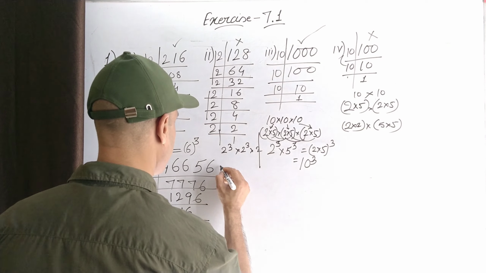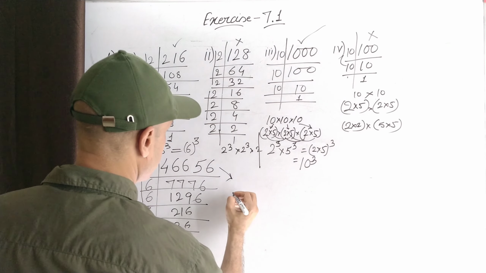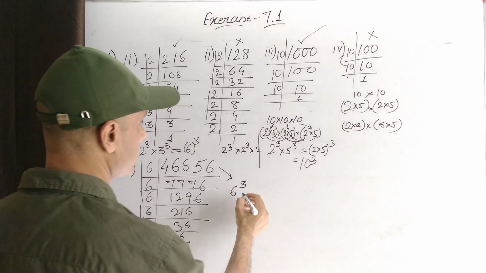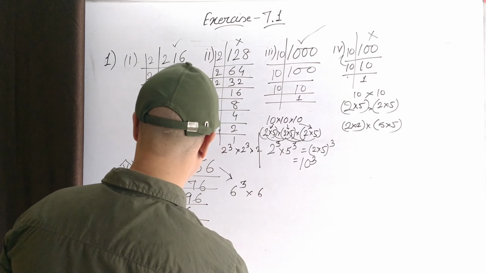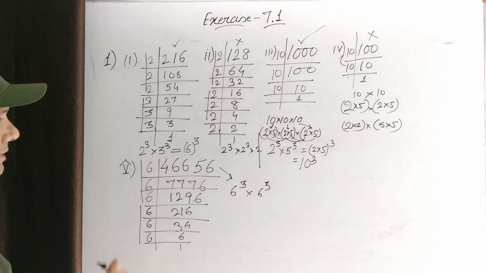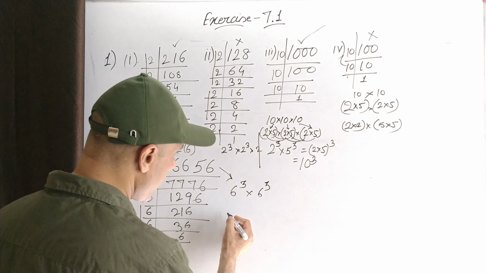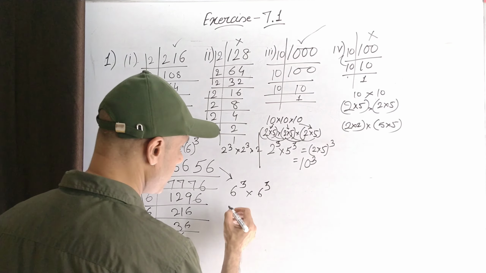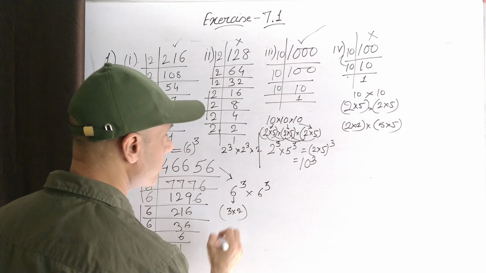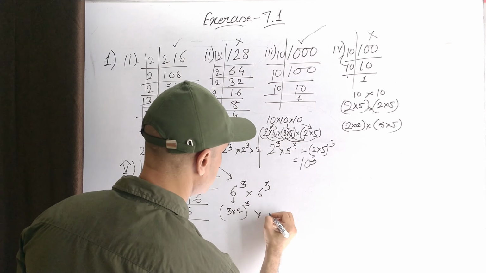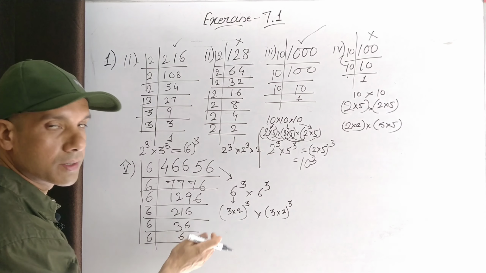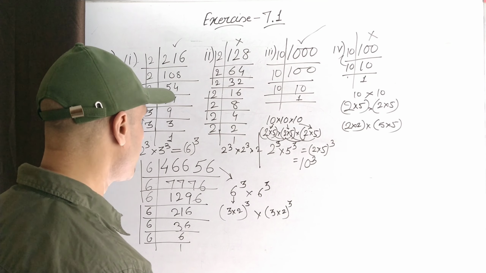So we can write this number as 6 into 6 into 6, that is 6 cube, and this 6 into 6 into 6, 6 cube. So we have moved very fast by taking 6 as divisor. And we can write this 6, which is not a prime number, but 6 is equal to 3 into 2. Both are prime numbers. So we apply the prime factorization in a fast way.